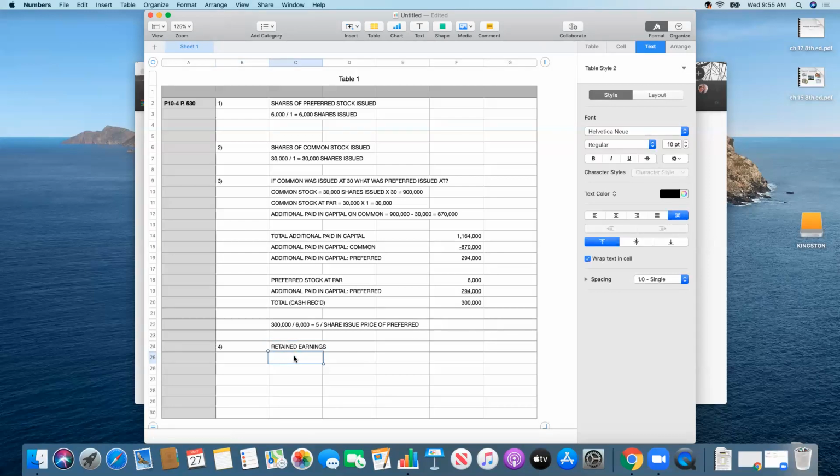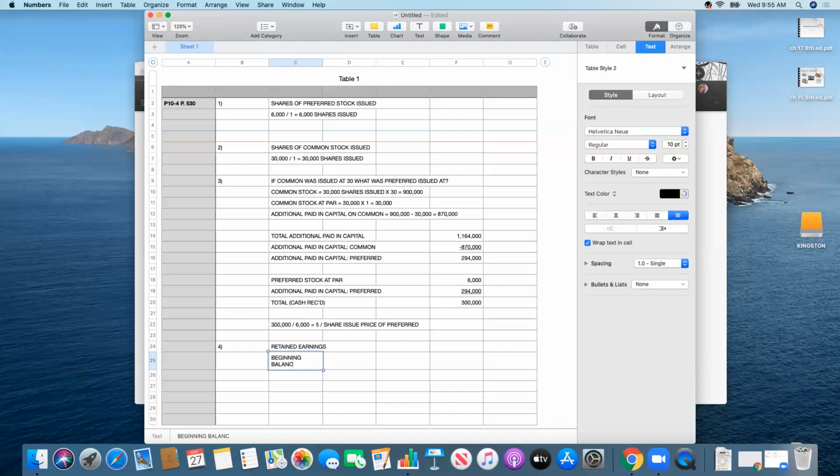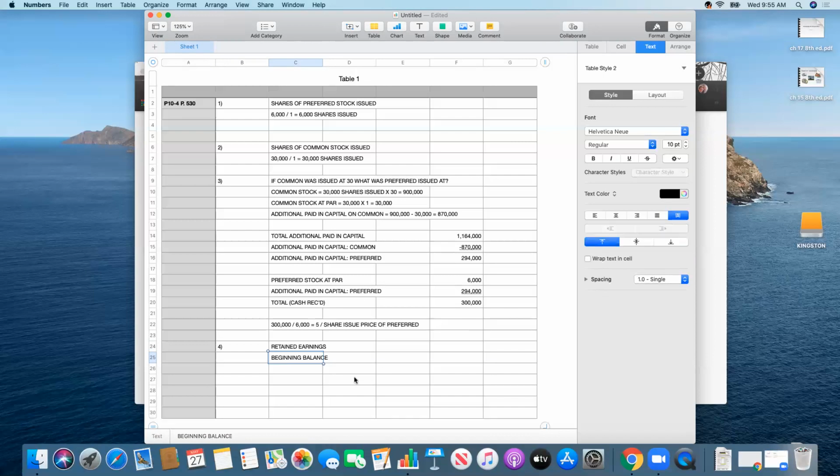How do you calculate the balance of retained earnings? You take the beginning balance, add net income, less dividends, equals the ending balance.